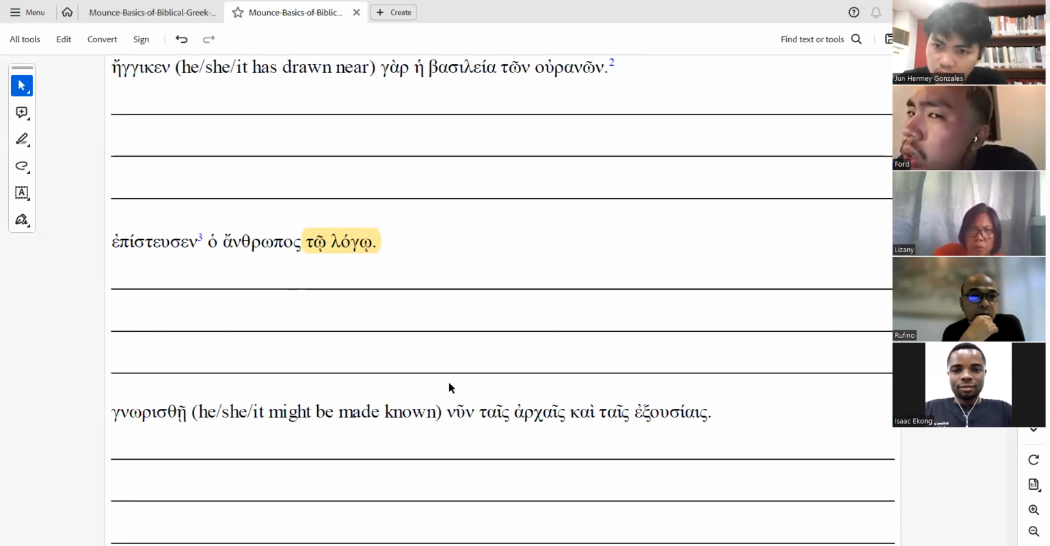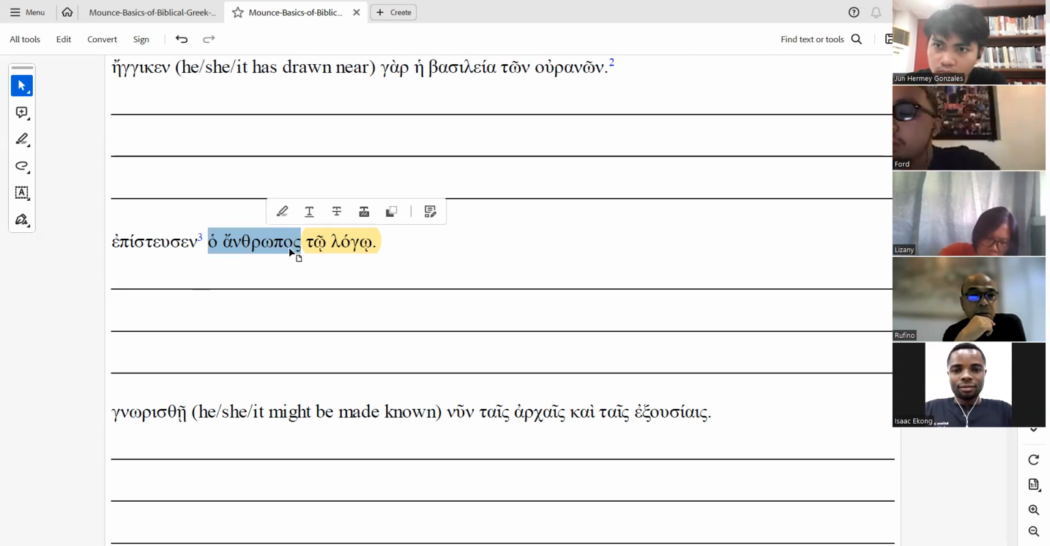So we supply a preposition. In datives, there are three prepositions that we supply: in, to, or with. So here, the best preposition we could use: the man believed in the word, the man believed with the word, or the man believed to the word. So the best preposition is in. The man believed in the word. Believe in the word. Okay, good.